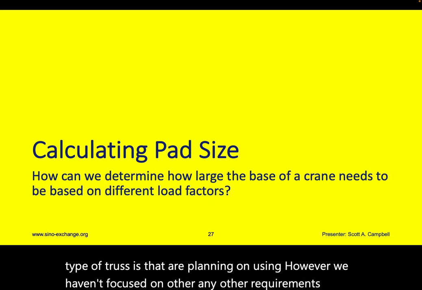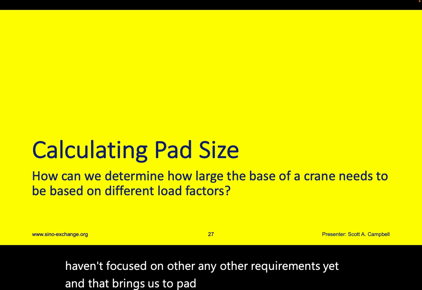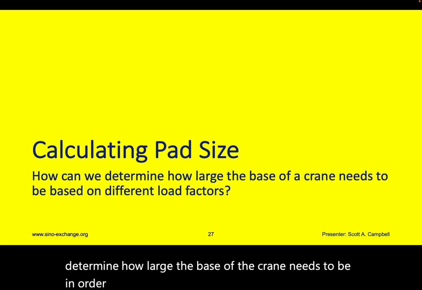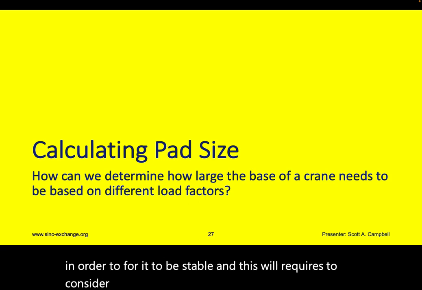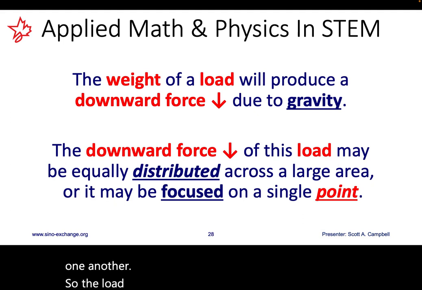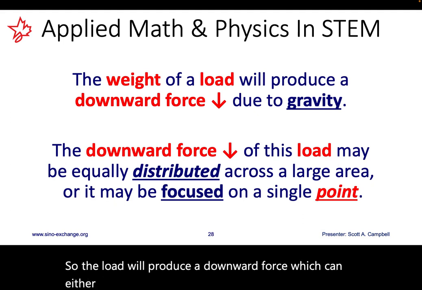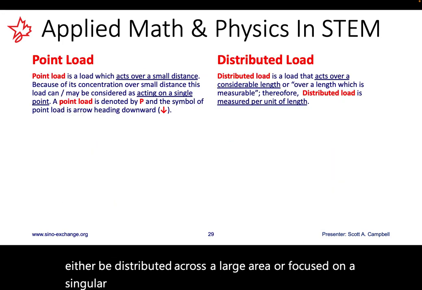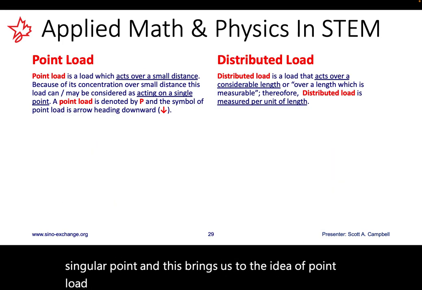And that brings us to pad size. Now this is where we'll determine how large the base of the crane needs to be in order for it to be stable. And this will require us to consider different variables and how they interact with one another. So the load will produce a downward force which can either be distributed across a large area or focused on a singular point. And this brings us to the idea of point load and distributed loads.